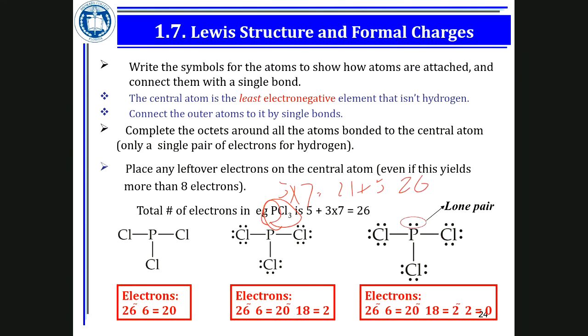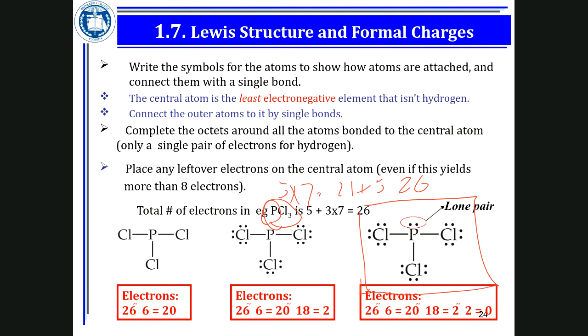6 of them are used for connecting, and then you have 18 of them being used for the chlorine, the side elements, and 2 are left that go to the central atom. So your central atom has a lone pair. Now, is this molecule polar or nonpolar? It's polar. Very good. And why is it polar? Because of the lone pair on the central atom.